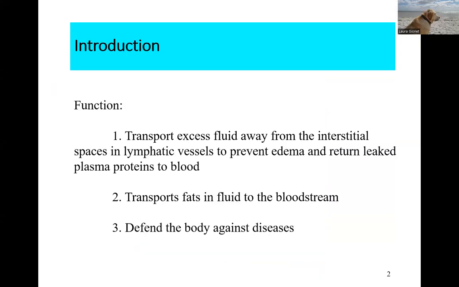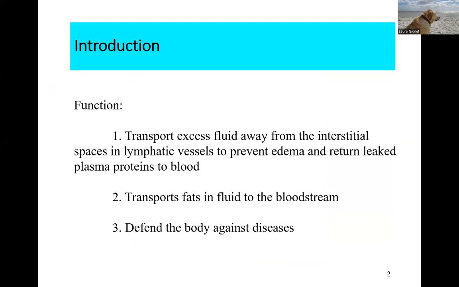Right. So the lymphatic system transports excess fluid away from the interstitial spaces in lymphatic vessels to prevent edema and to return leaked plasma proteins and blood volume, actually, water back to the blood. So what are we saying there?